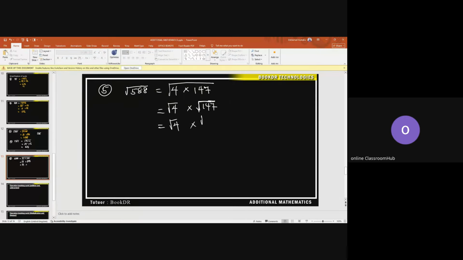So this will be 49 multiplied by 3. The square root of 4 we know is 2. The square root of 49 times the square root of 3. The square root of 49 we know is 7, times the square root of 3. Multiplying these two numbers we have 14. So the final answer is 14 root 3. That is our final answer in this case. Good. So that is that.